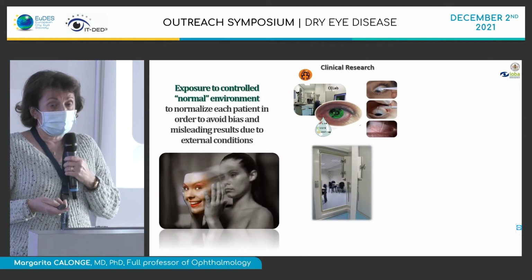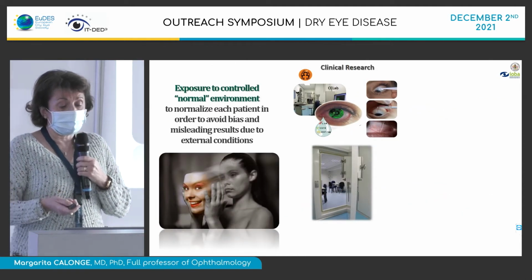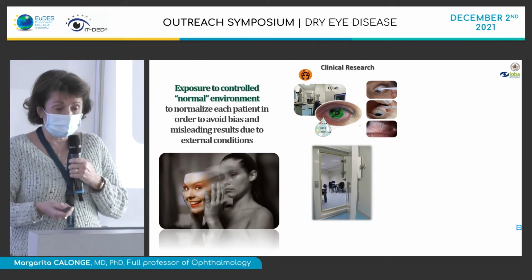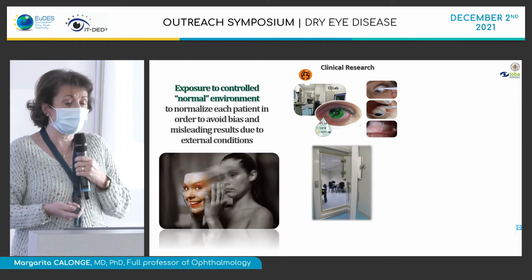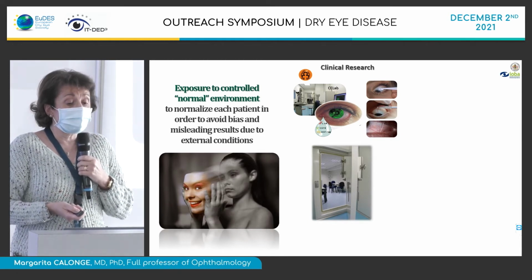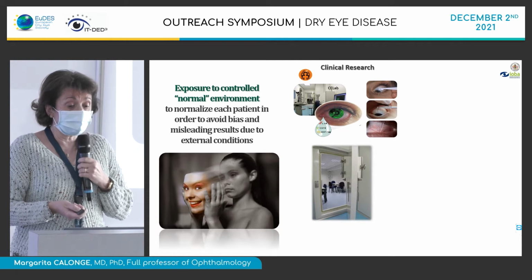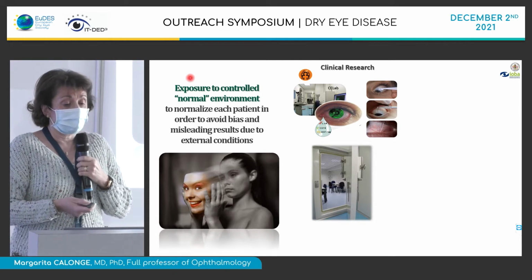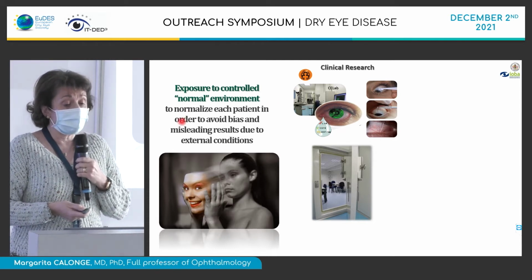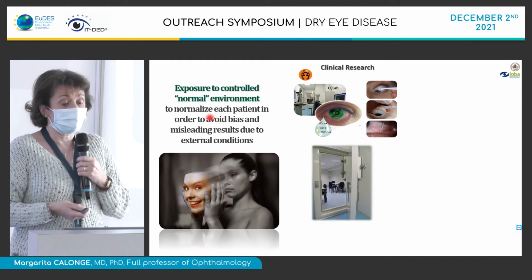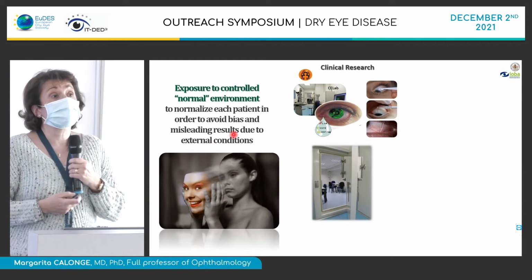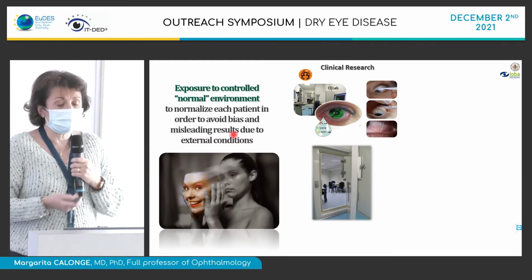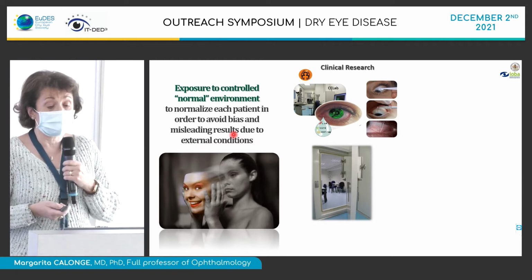In these control laboratories, we can have our patients exposed for a while to what we call controlled normal conditions, so that each patient is normalized to avoid the bias of temperature and humidity misleading to bad results in clinical trials.